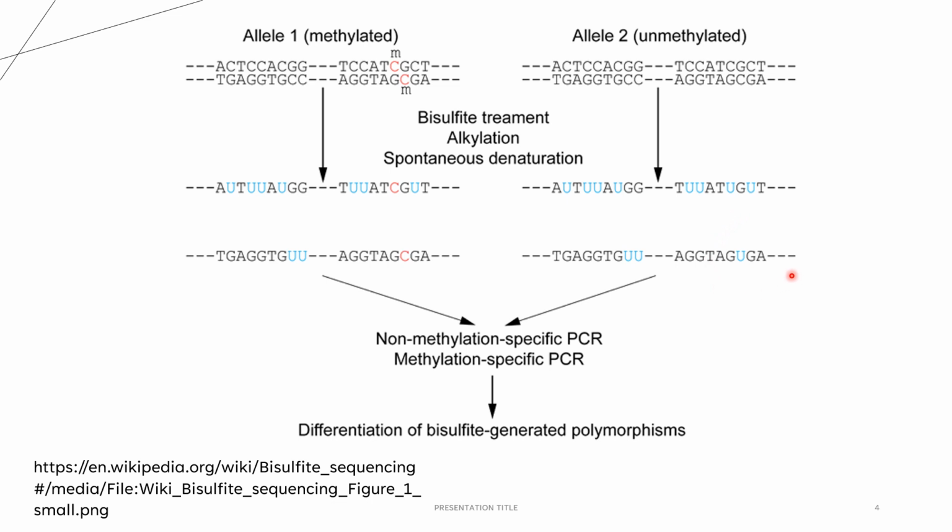Then it can go through non-methylated specific PCR and methylation specific PCR. What that gets you is the differentiation of bisulfite generated polymorphisms, and it also can get you your percentages of these methylated Cs to see how many you actually started off with.